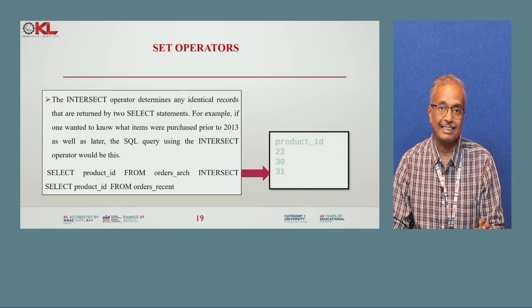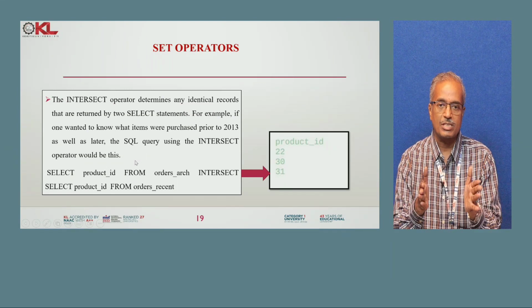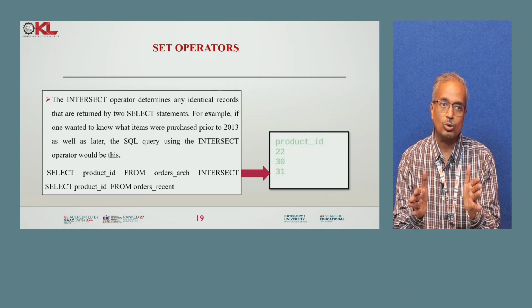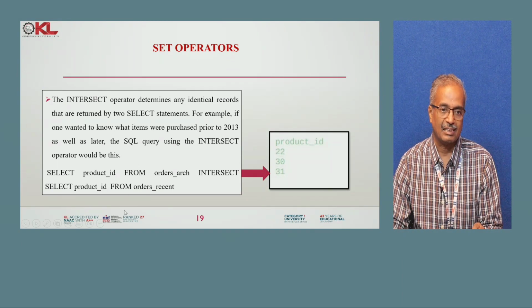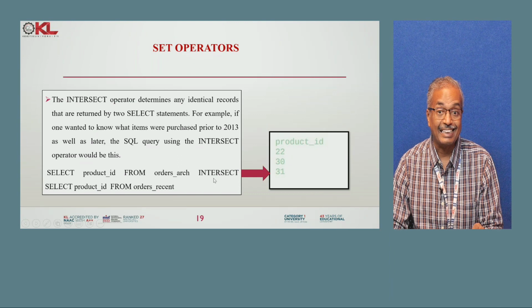The next one, intersection. That is nothing but the data which is common to two sets. To work with this, here you are seeing, what is the operator we require? INTERSECT. What is the operator? INTERSECT.